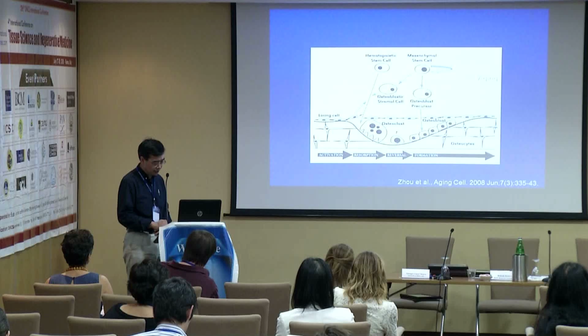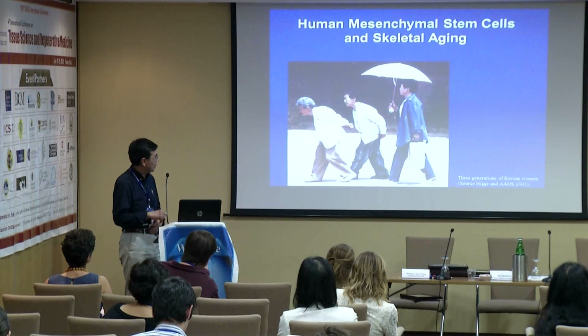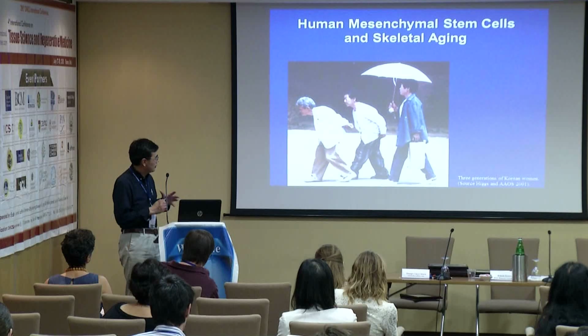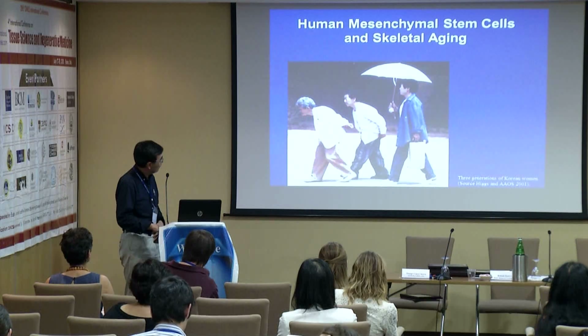That's one of the reasons why we have this type of osteoporosis shape, like these three Korean women. In middle age, because the spine is like that, the spine shrinks, so that's why I have this type of old lady shape.